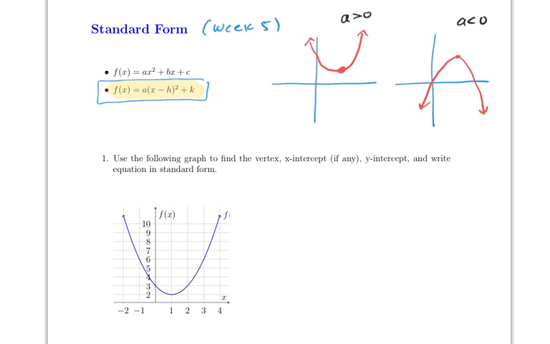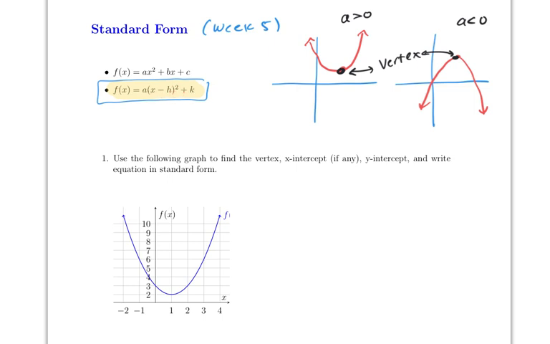Now, with these quadratic equations, the smallest value or the highest one has a name, and the name is the vertex. So the vertex is always going to be either the highest or the lowest point. The reason we're going to focus on this form is that it makes finding the vertex pretty easy, or if you have the vertex, you can create this equation pretty easily.